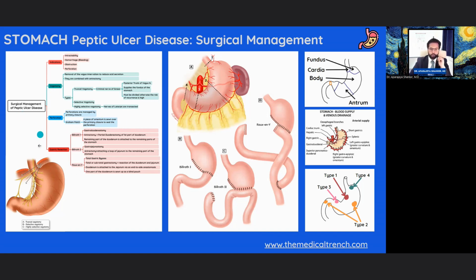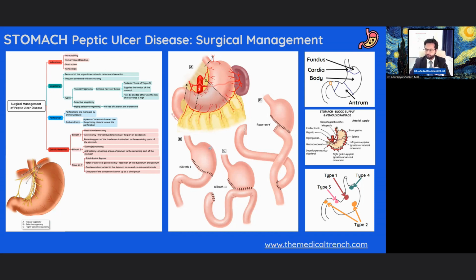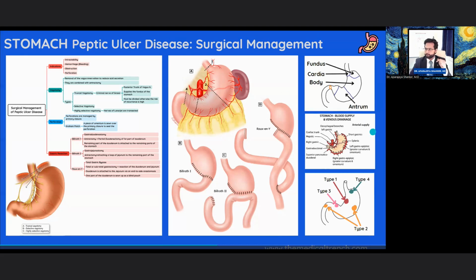But here, I want to draw your attention to gastric resection. Now, gastric resection consists of two operations themselves. One is an antrectomy, in which you are removing the antrum, which is this part of the stomach. And the second is you remove part of the duodenum, and then you connect the duodenum with the remaining part of the stomach. Okay. And in terms of gastric resection, we have three options. The first is Billroth 1, right? The second is Billroth 2, and the third is the Roux-en-Y.